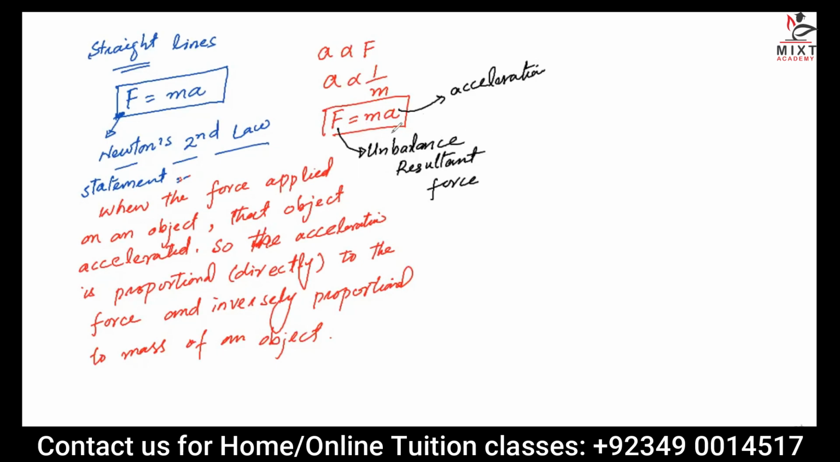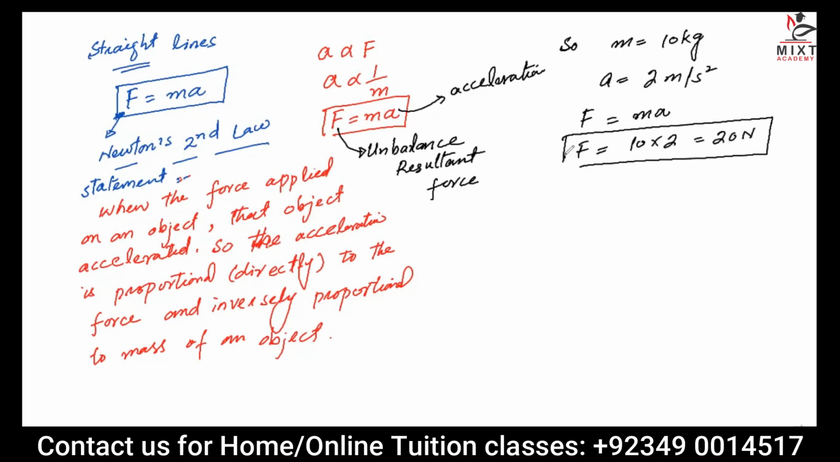So when mass is given to you as 10 kg, and acceleration is given as 2 meter per second square, what is the force? How much force will you get? 20, exactly. And that will be 20 Newton.